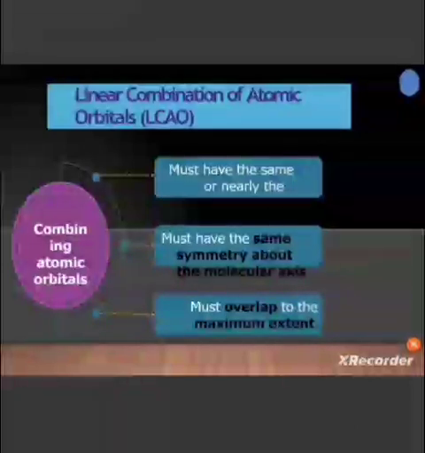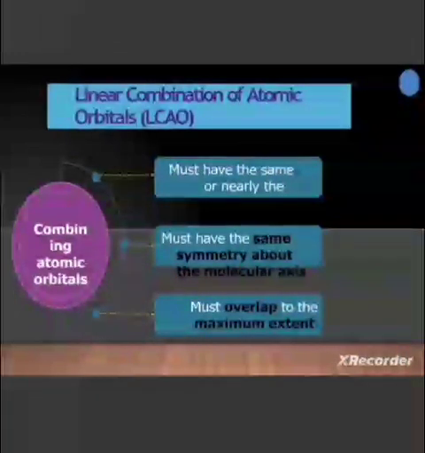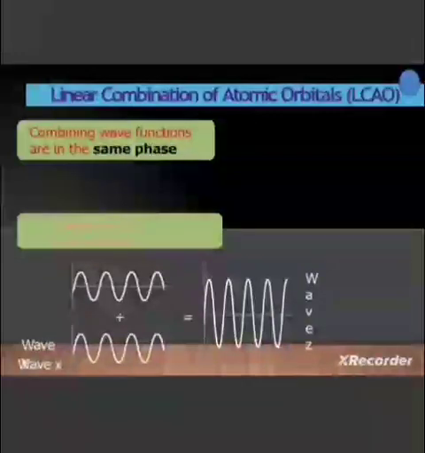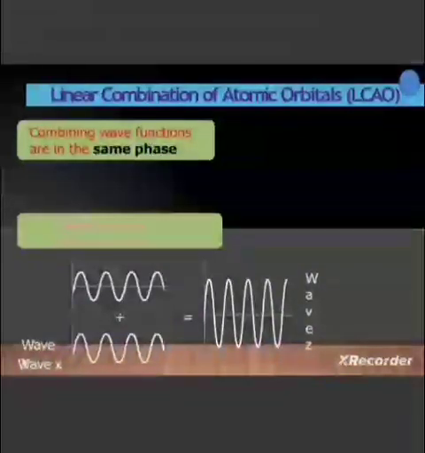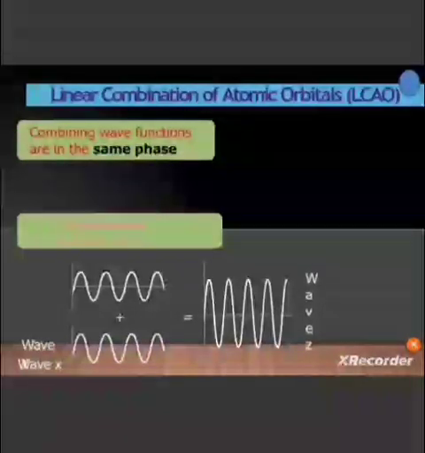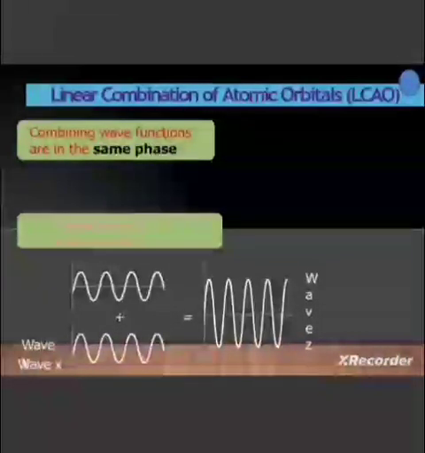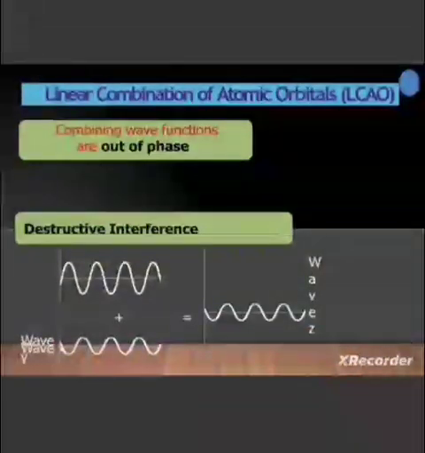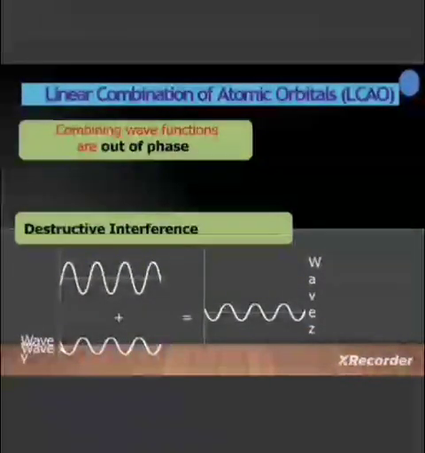The conditions are they must have the same or nearly the same energy, must have the same symmetry about the molecular axis, must overlap to the maximum extent. Linear combination of atomic orbitals forms a combination of wave functions which are in the same phase that gives constructive interference, and which are out of phase gives destructive interference.